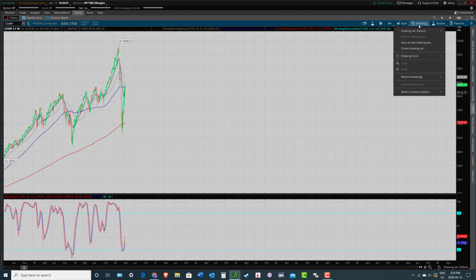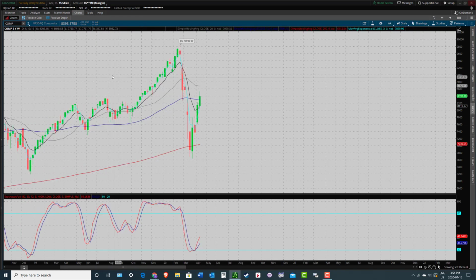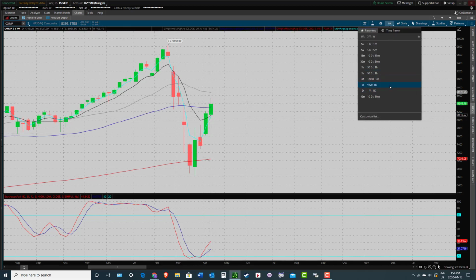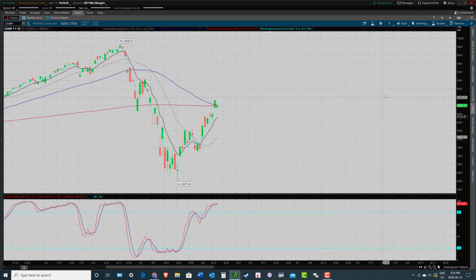Okay, now weekly from last week. What do we got here on the NASDAQ? Similar. Again, just a little bit more strength than the other two, but same idea. Okay, that's all I wanted to go through there.